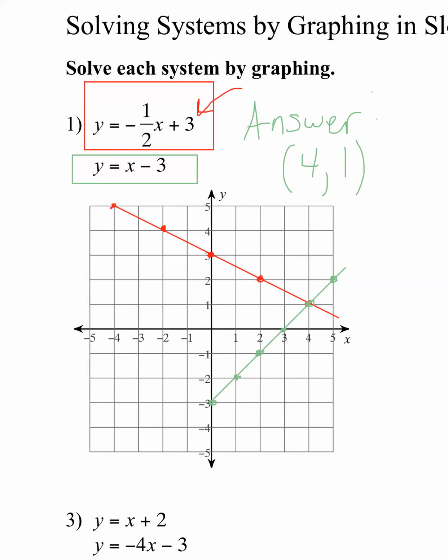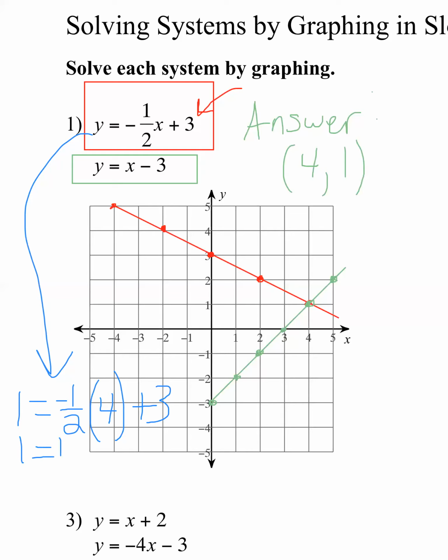So for the first one, if I plug in 4, 1, y is going to be 1. 1 is equal to negative 1/2 times x, which is 4, plus 3. So this should be a true statement. Let's see. Negative 1/2 times 4 is negative 2, and negative 2 plus 3, yep, that really is 1. 1 does equal 1, so that one works.